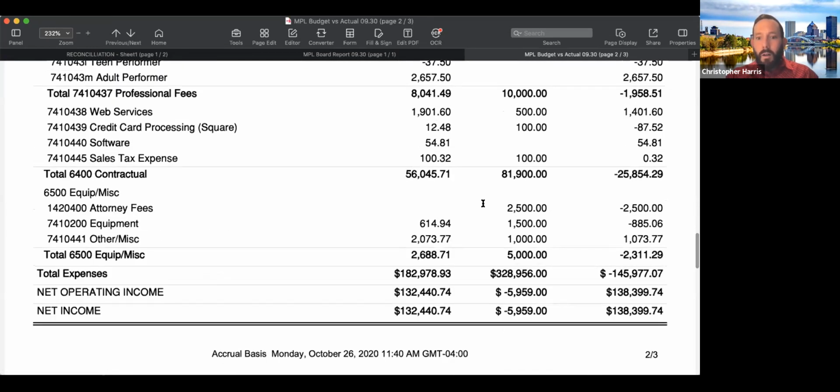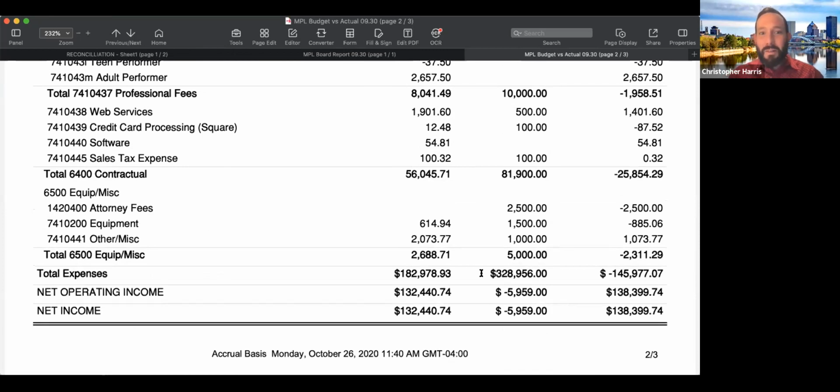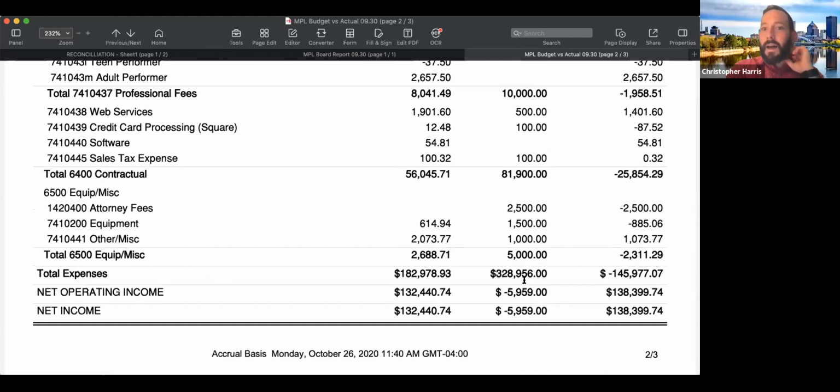So overall, you compare your total expenses budgeted 328,000. I guess I didn't have a typo. I just thought I did. I couldn't believe that we were that far under budget. I thought I was going insane. But so we're $145,000 under budget on the expense side of things.